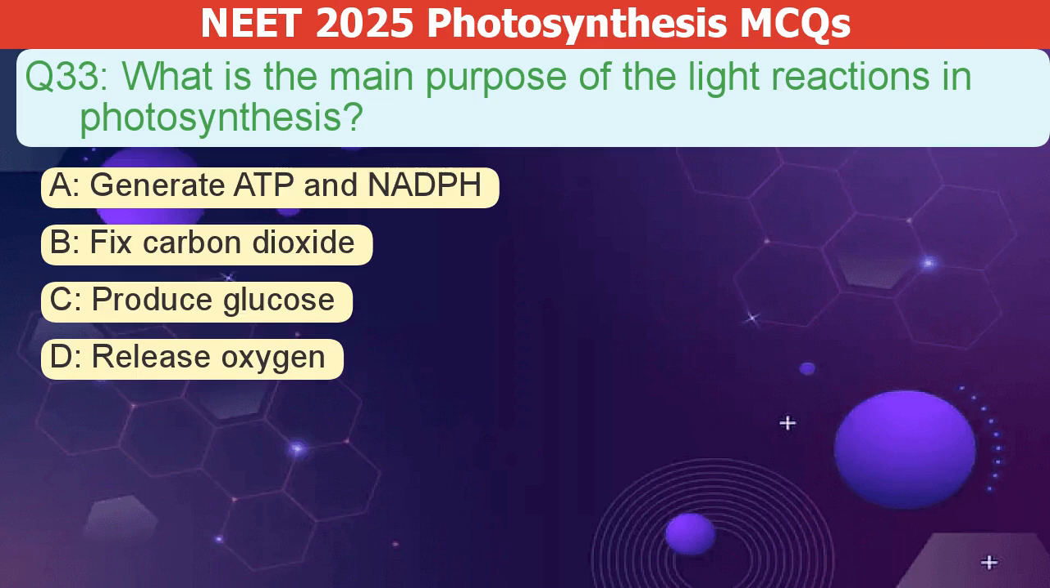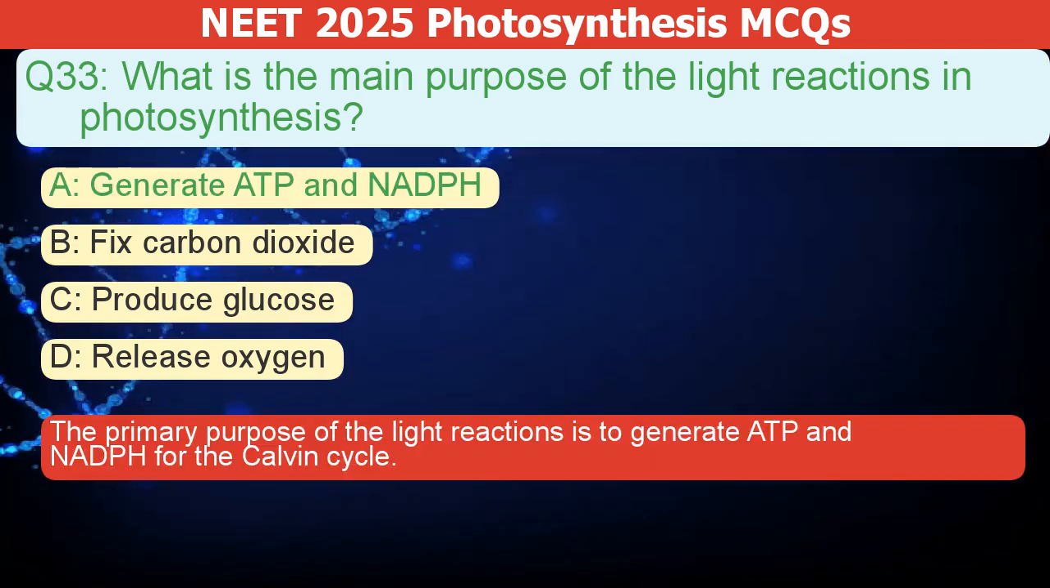What is the main purpose of the light reactions in photosynthesis? A. Generate ATP and NADPH. B. Fix carbon dioxide. C. Produce glucose. D. Release oxygen. The correct answer is A. The primary purpose of the light reactions is to generate ATP and NADPH for the Calvin cycle.